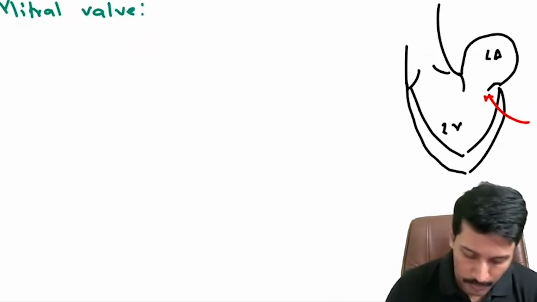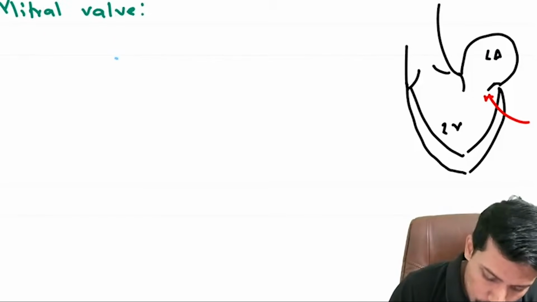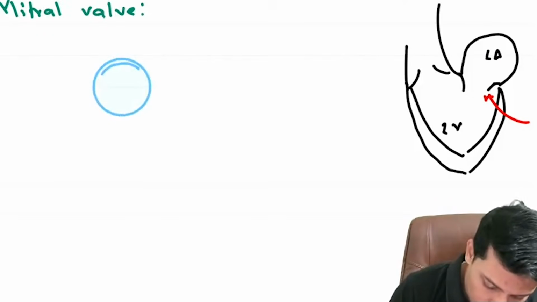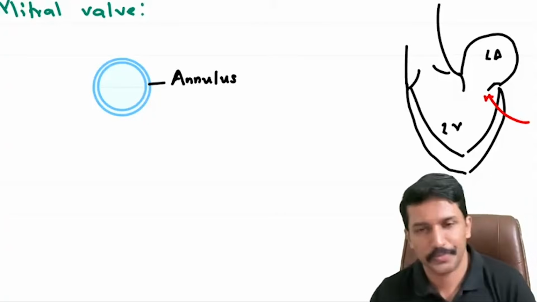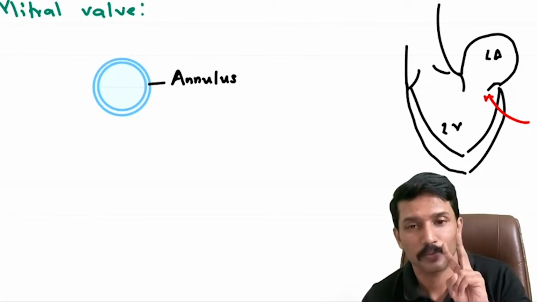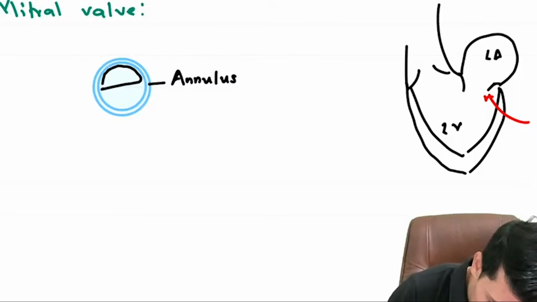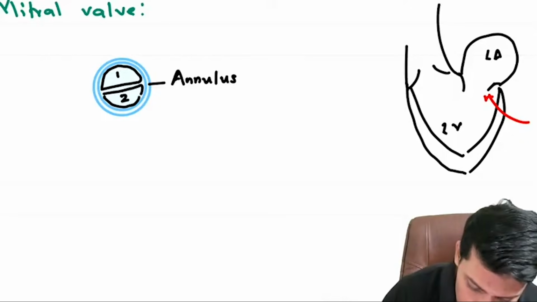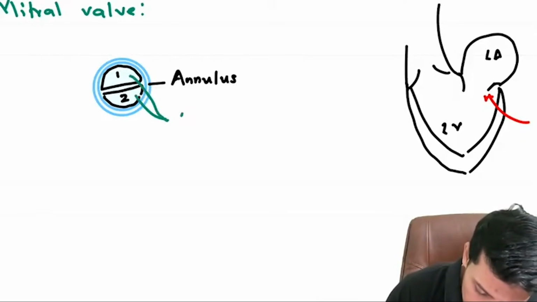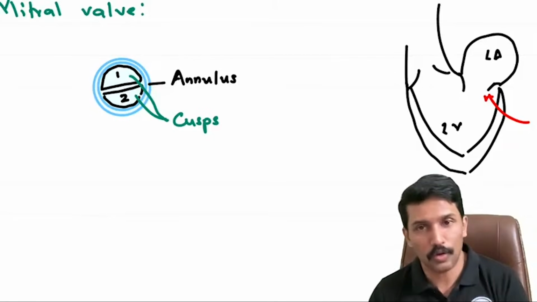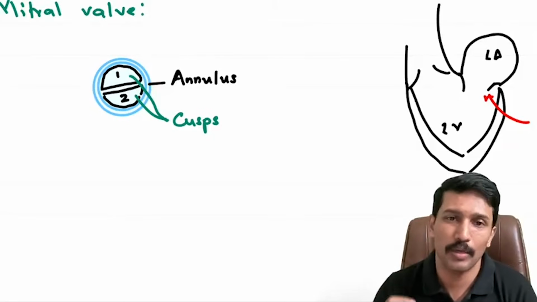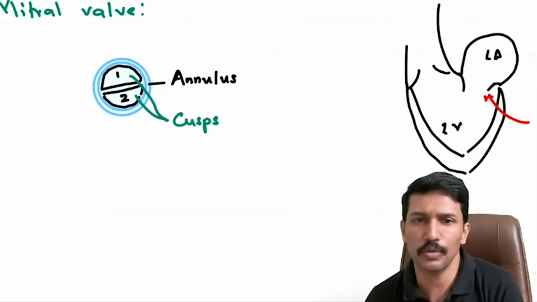Okay. So the mitral valve, just like the aortic valve, will also have a connective tissue ring. That connective tissue ring, we always call the annulus. But my aortic valve had 3 cusps. But the mitral valve has only 2 cusps. Aortic valve was tricuspid. The mitral valve has only 2 cusps. You can call one of them the anterior mitral leaflet, the other one the posterior mitral leaflet. Only 2 leaflets or 2 cusps.